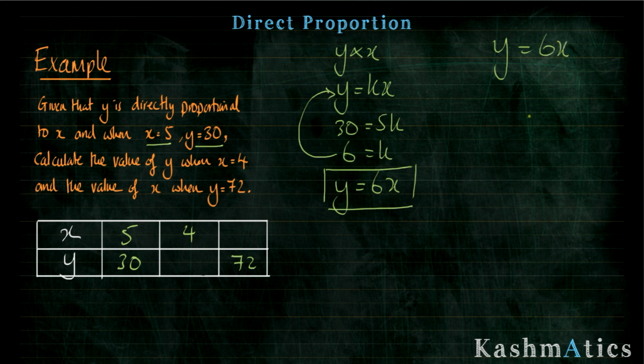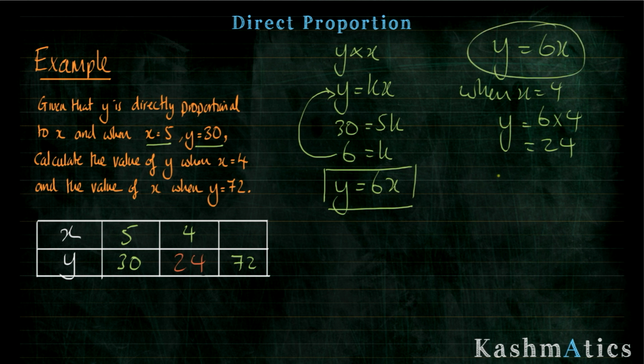And what we're going to do now is plug in x equals 4 because I want to work out what y is when x equals 4. So when x equals 4, y would equal 6x, so 6 multiplied by x, so in this case 6 times 4, which is 24. So I can say when x equals 4, y equals 24. So that's the first part of the question answered. And then I need to do what I said before. I need to rearrange this to make x the subject.